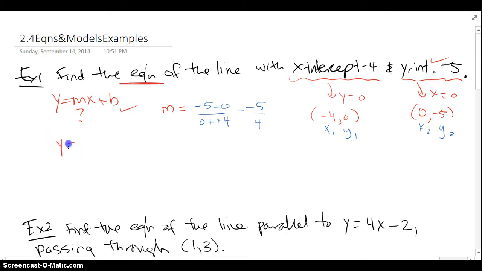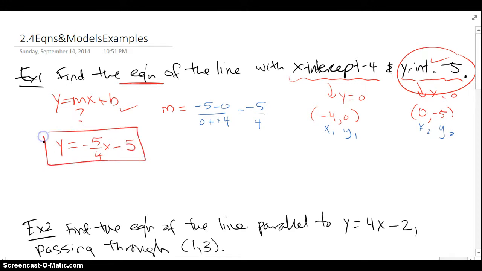So I have y equals m, which is -5/4, x plus b, which was already given to us, which is -5. So plus a -5, or minus a 5. I'm sorry, it's a -5, so minus a 5 is what we have, and the equation of this line is y equals -5/4 x minus 5.